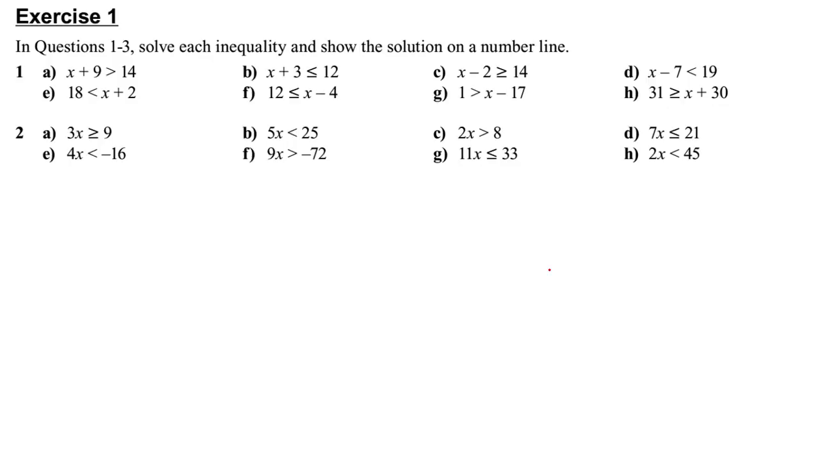Okay, hope you've done that. Right, so what I'm going to do now, I'm just going to pick question F for you and help you how to do that. Right, so here I've got 12 is less than or equals to x take away 4. Right, I said earlier that first of all, x must not be on this side. It must be taken out. So this is positive x, so I'm going to minus x both sides.